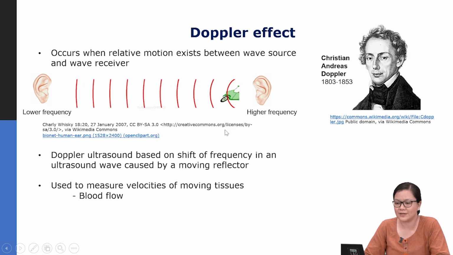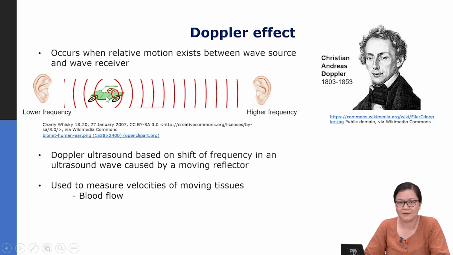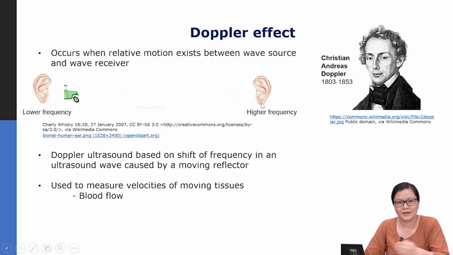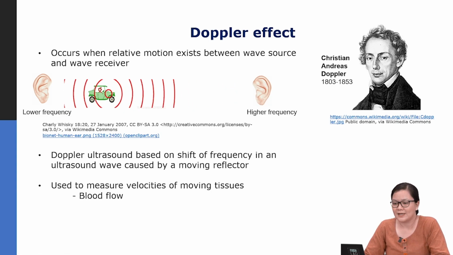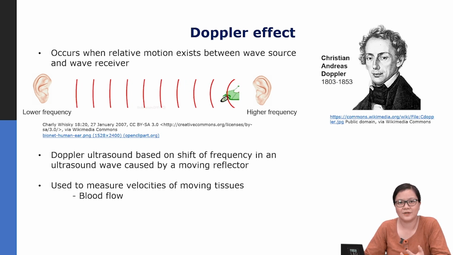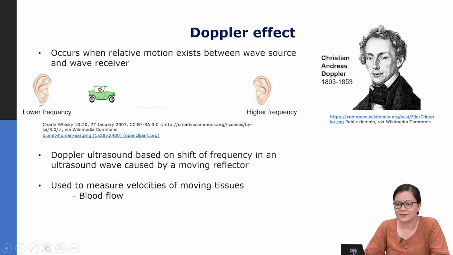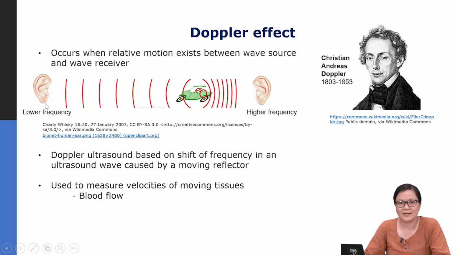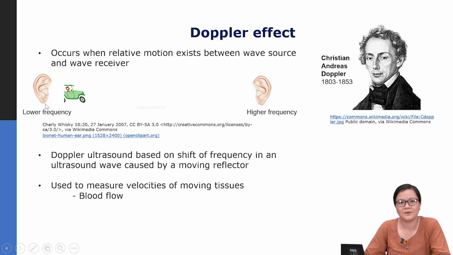So for instance, here we have a listener. You have a car moving from left to right, and you have a listener that is facing in the direction of the car. So that listener will hear a sound that is of higher frequency. If you have a listener in the back of the car as it is moving further away, then you will hear a lower frequency sound.